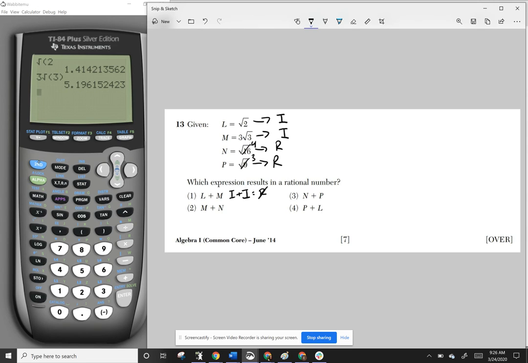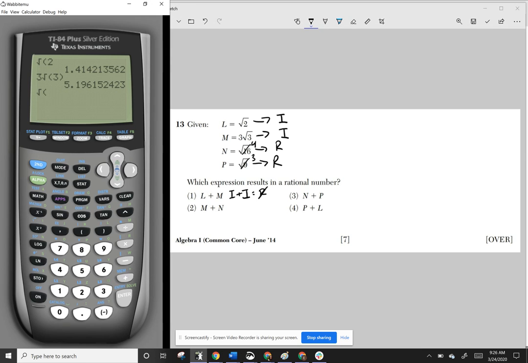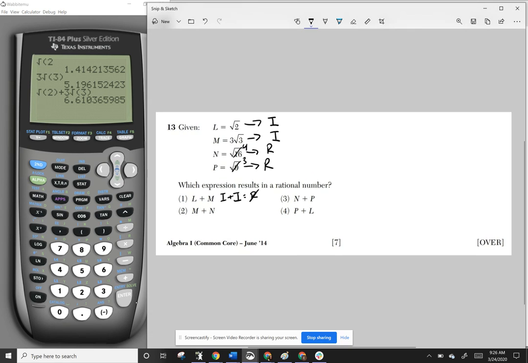To check that one, we can always do second square root of 2 plus 3 square root of 3. And looking at that answer, it definitely does not give us a rational number. So this is irrational and not our answer. M plus n gave us irrational plus rational. And irrational plus rational is always irrational. N plus p gives us rational plus rational. And rational plus rational is always rational. So that is actually the one we want.